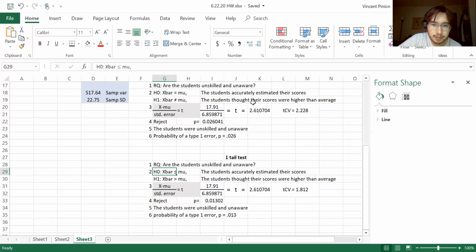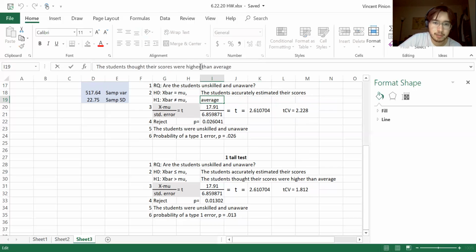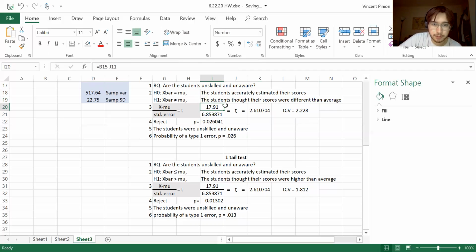I don't know. I really think it's up for debate. But you could say different. This is very conservative because the students thought their scores were different than average. So if X bar doesn't equal mu, it doesn't mean it has to be larger. It doesn't mean it has to be less. It's just different. I don't know. That's more Dr. Hamlin. That's more what statisticians begin to disagree on, I think.